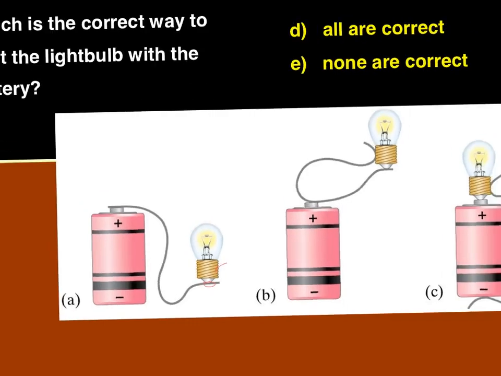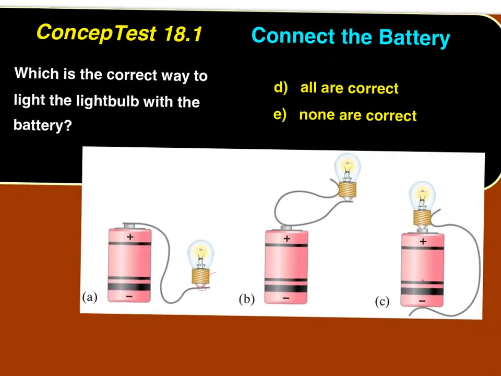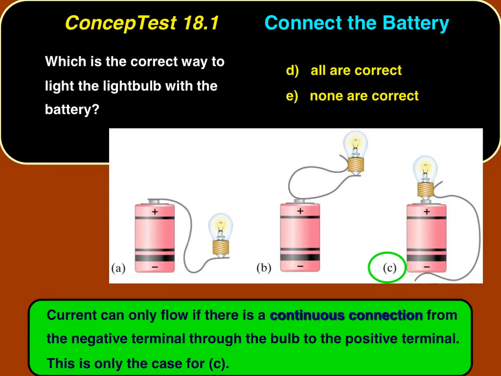For most light bulb situations, either way would work. But this looks good, as the current goes in one way and out the other. Current can only flow if there's a continuous connection, right? So electrons would actually go like this through the light bulb and then back into the battery.